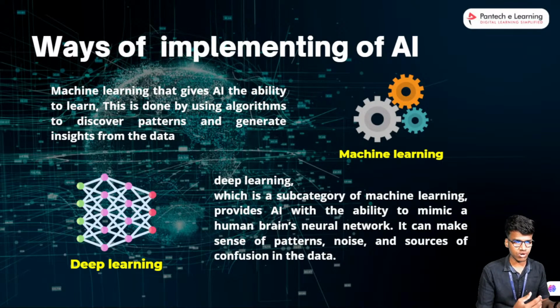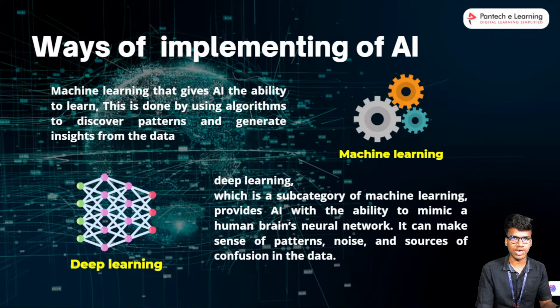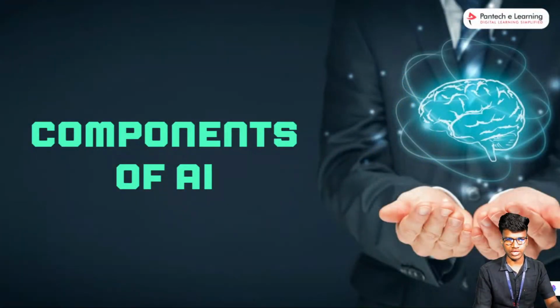Next we go with machine learning. Machine learning is the training process to teach the computer. In this training process, we use multiple algorithms, models, types, everything we have to use. Okay, this is the way of implementing AI with machine learning and deep learning.